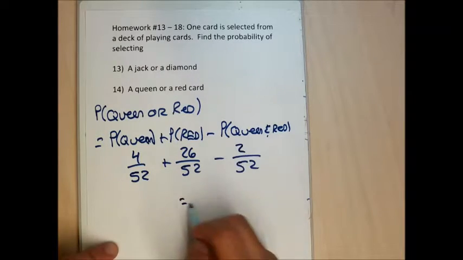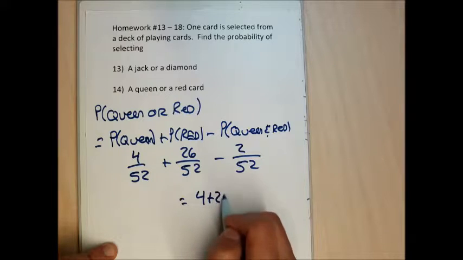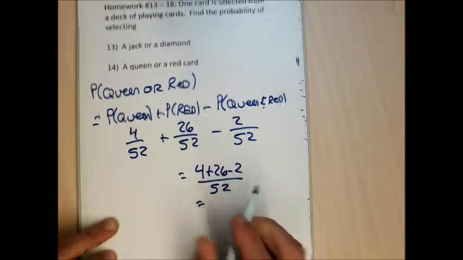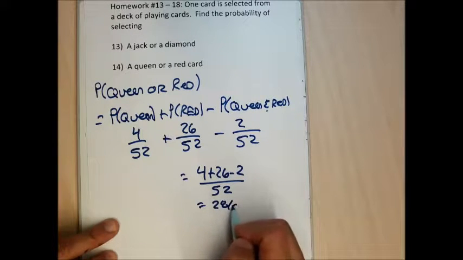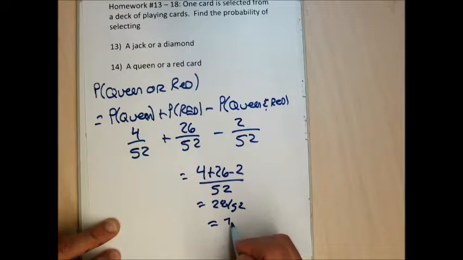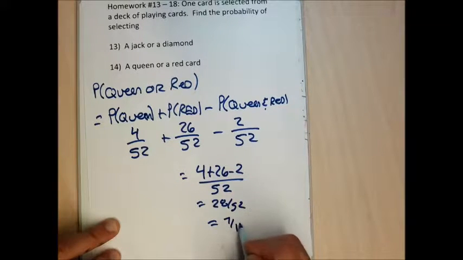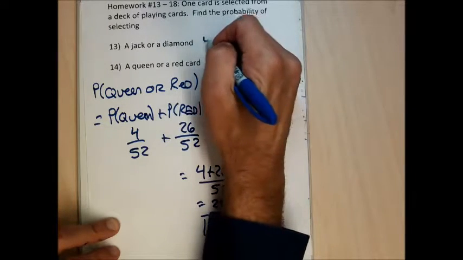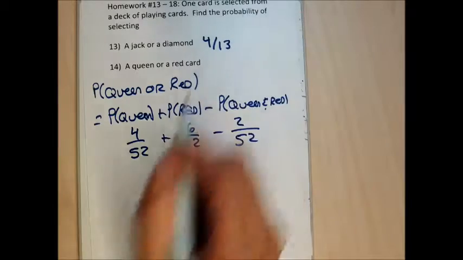And when I go to figure out my answer, I'm going to go 4 plus 26 minus 2 over 52. That's going to be 28 over 52, and I'll divide by 4. 28 divided by 4 is 7. 52 divided by 4 is 13. The answer to problem 14 is 7/13. When you do your problem 13, I get, as a reduced fraction, 4/13.